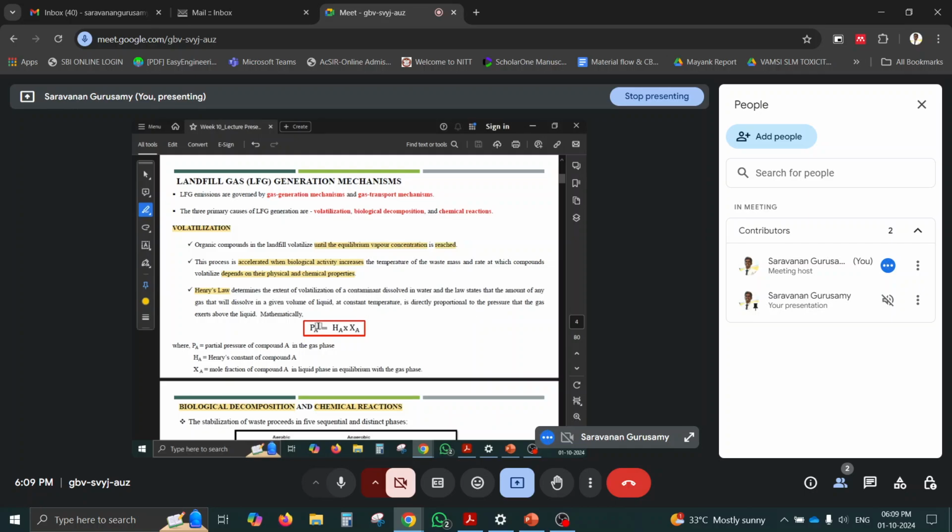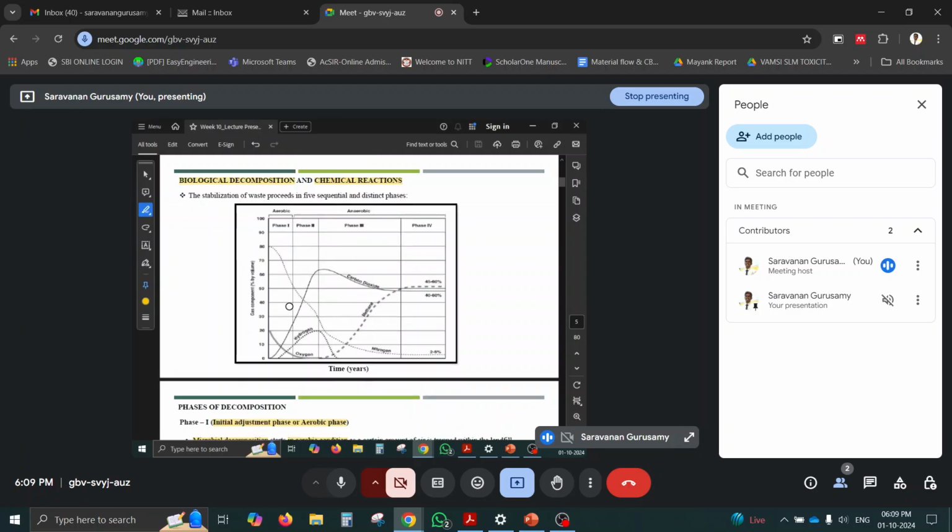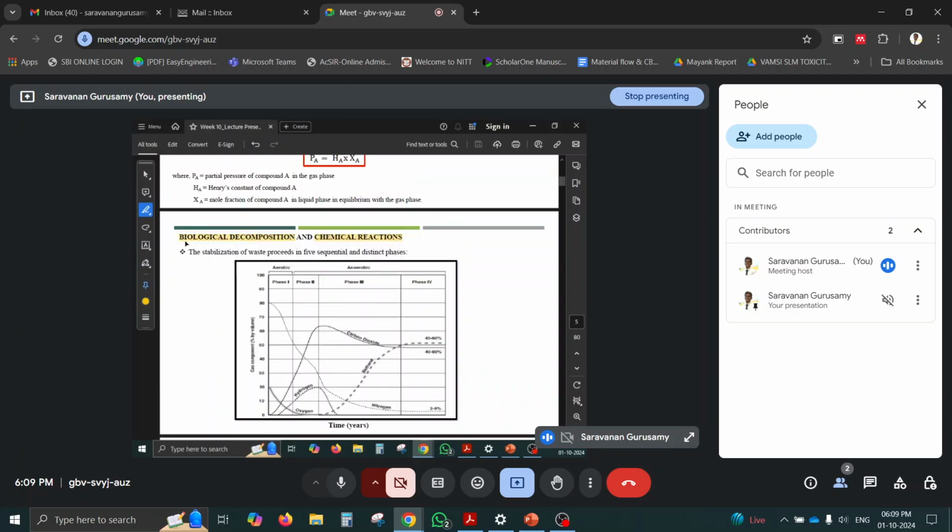So PA, the partial pressure of compound A, equals Henry's constant times the mole fraction of the compound. Okay, so that's called Henry's law. Then the second and third mechanisms we have are biological decomposition and chemical reaction.